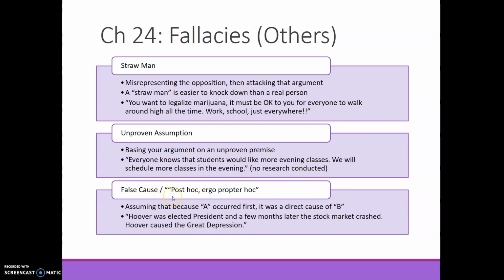And then there's false cause, which is also post hoc ergo propter hoc. And that's assuming that because A occurred first, it was a direct cause of B. So Hoover was elected president, and a few months later the stock market crashed. Hoover caused the Great Depression.